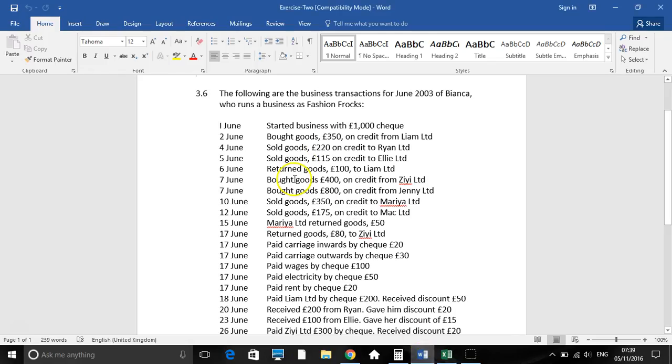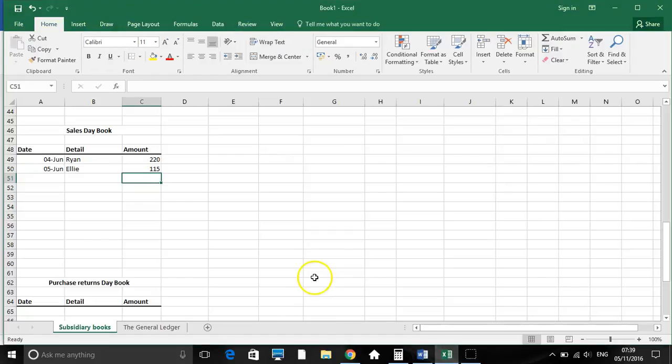What happened? We weren't happy with some goods, we returned some goods worth £100 to Liam. So we have purchases returns on the 6th of June to Liam. This is a credit note, right? We want Liam to send us a credit note to say that we don't owe him as much as we did. Now let's start looking at the logic of this. What am I saying?